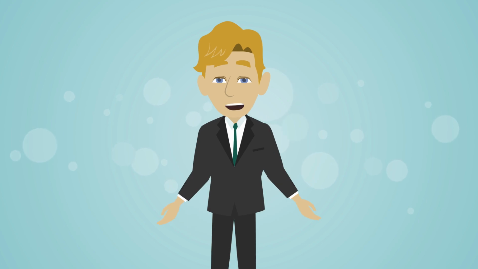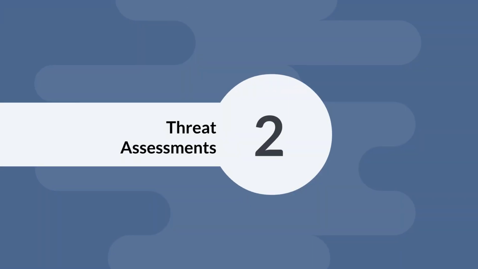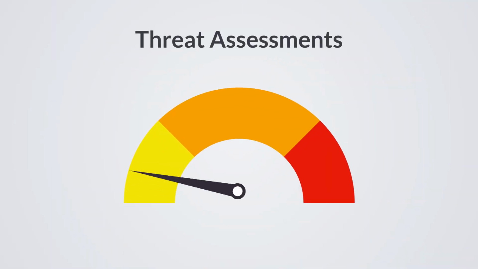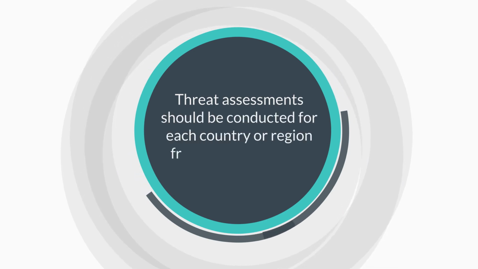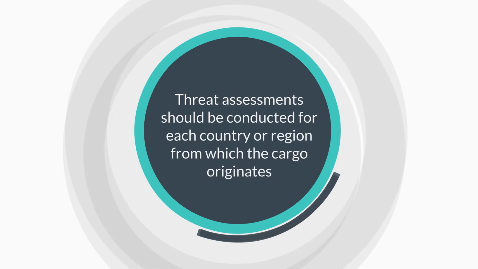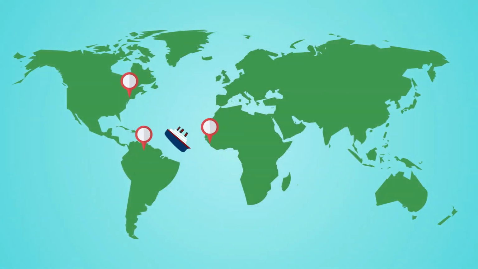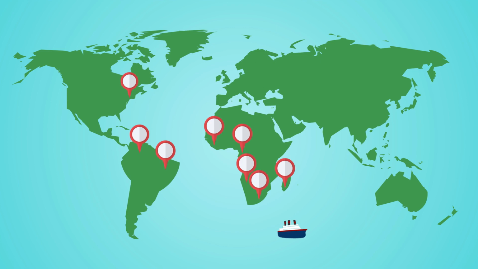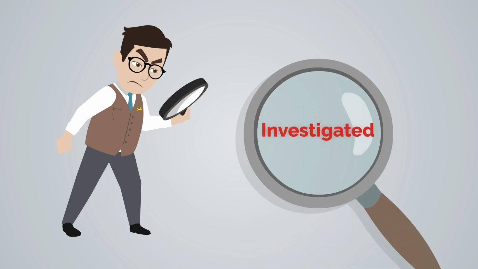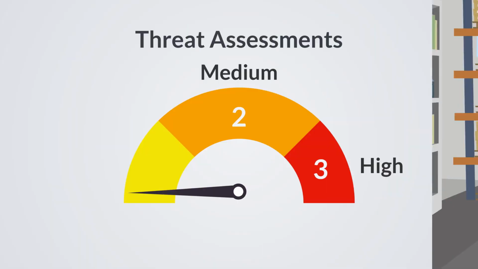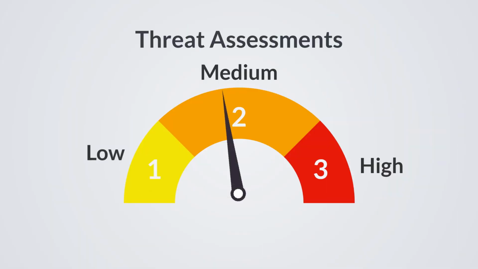Step 2 of the 5-step risk assessment process is threat assessments. Threat assessments measure the potential threat level for a country or for a region. Threat assessments should be conducted for each country or region from which the cargo originates, also for the countries that the cargo passes through, or for the countries or region which are the final destination. The threat level for several factors should be investigated, reported, and then ranked as 1 for low, 2 for medium, or 3 for high.